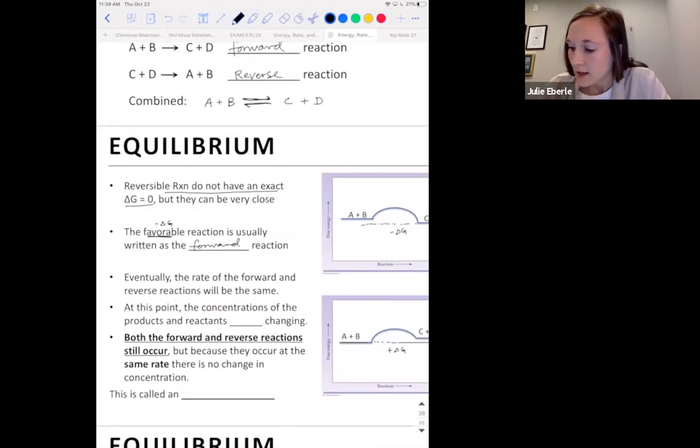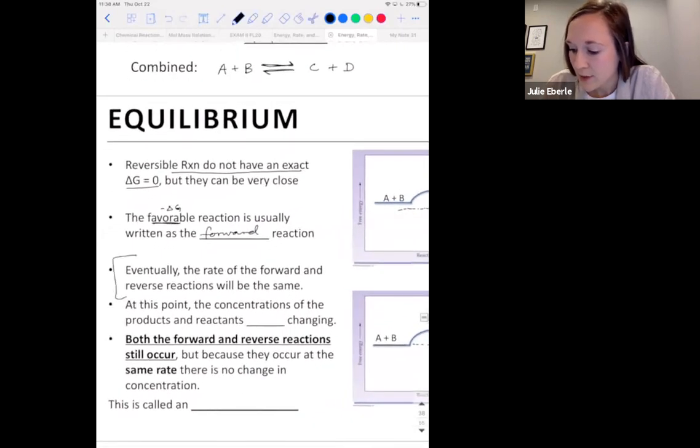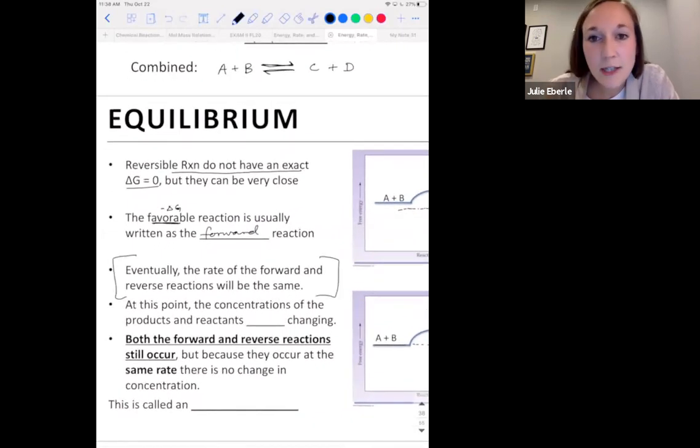Now, when this happens, this is a very important phrase right here. I'm going to read this. Eventually, the rate of the forward and the reverse reactions will become the same.